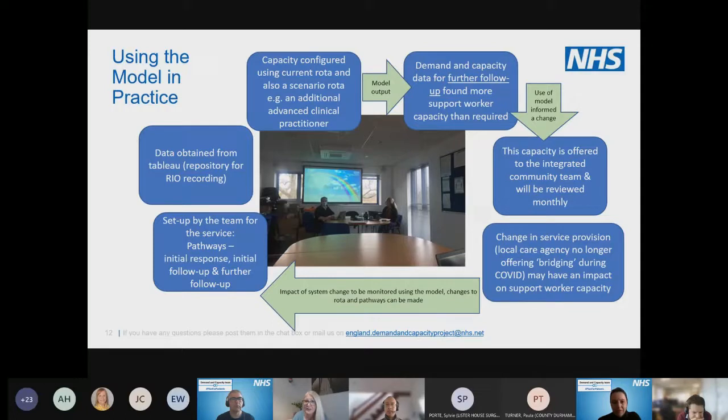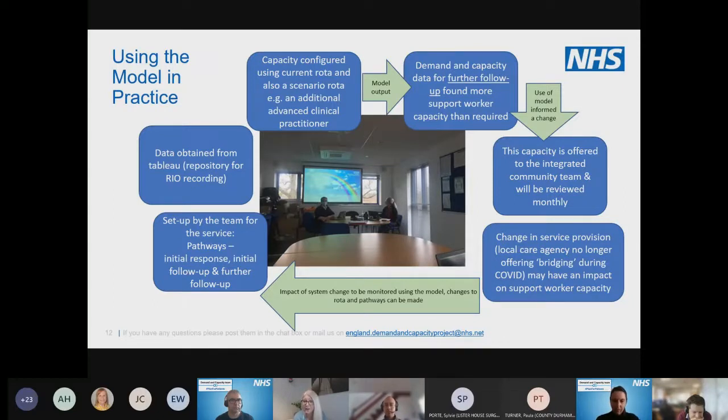And when we did this initially, the demand and capacity data showed that the further follow-up resource was almost over. It was over the top. They'd recruited a lot of support workers, and actually they weren't providing the further follow-up as much as they'd required. So there was a capacity overload. And what they did was that some of that capacity went into the integrated community team for a while. And they realised that due to COVID, because of the additional bridging services that were funded due to COVID, there was quite a lot of domiciliary support in the community at the time, so they didn't need that capacity. But as we know, that's changed.